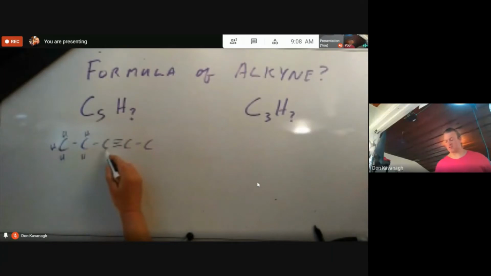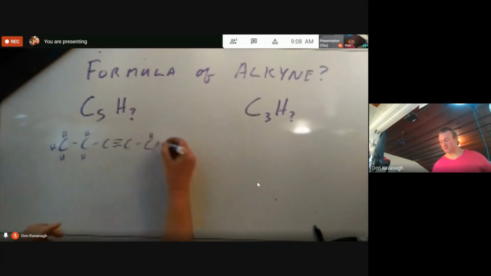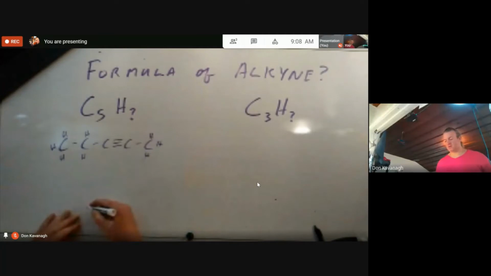This carbon here, this carbon's already done. I've got to be careful about this. 1, 2, 3, 4. This carbon's already filled up, as is this carbon. 1, 2, 3, 4. And this carbon here at the end. So this is C5H8.